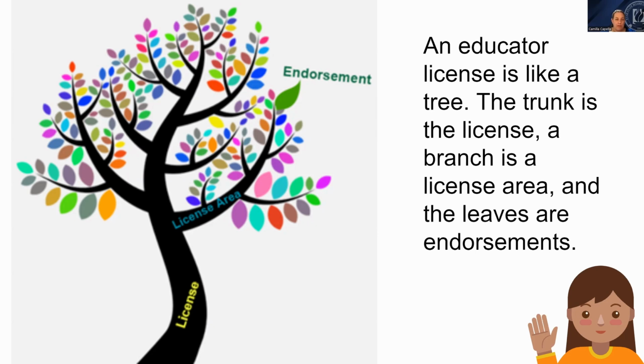Okay, so an educator license is a little bit like a tree. This is the best analogy we've come up with. You have your license, and then you have a license area, which is a little bit like a branch, and then you have your endorsements, which are a little bit like leaves. You can't have branches and leaves without having the trunk of a tree. So an educator can't have an endorsement without a license area. They can't have a license area without a license for it to attach to. So that's kind of how they connect.